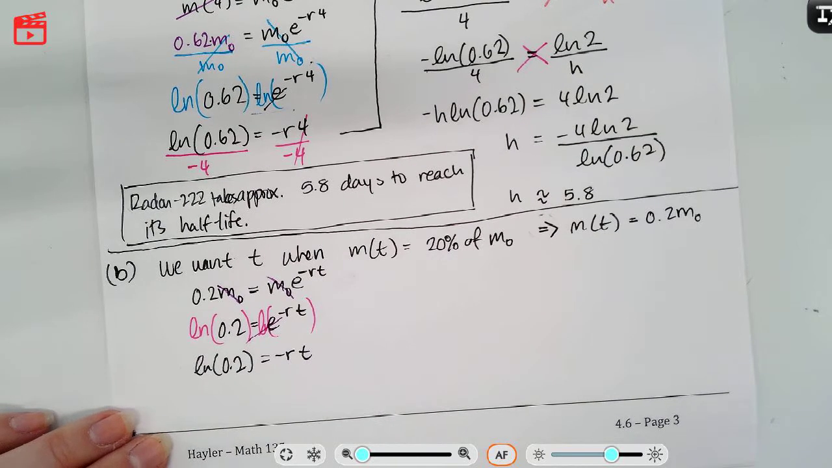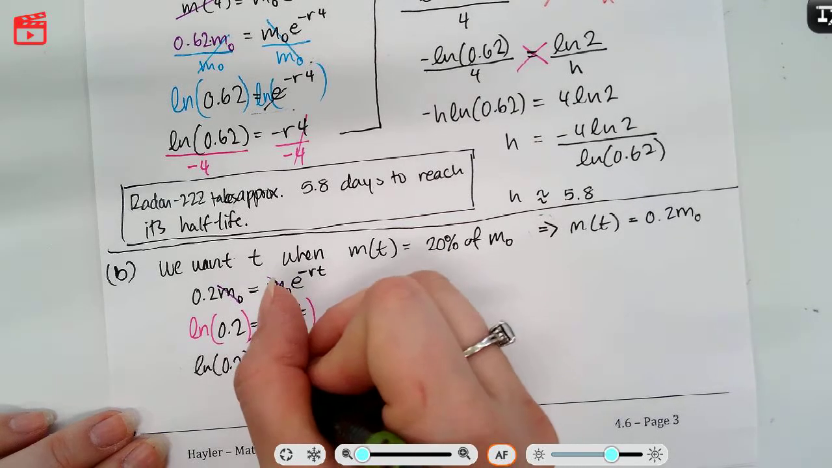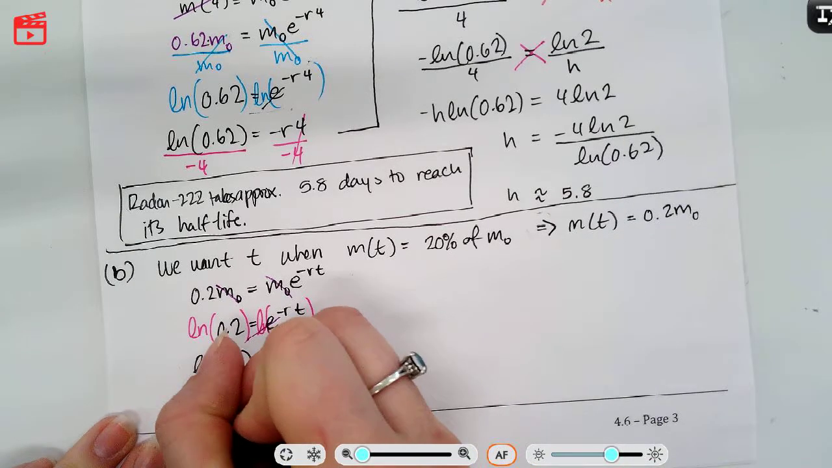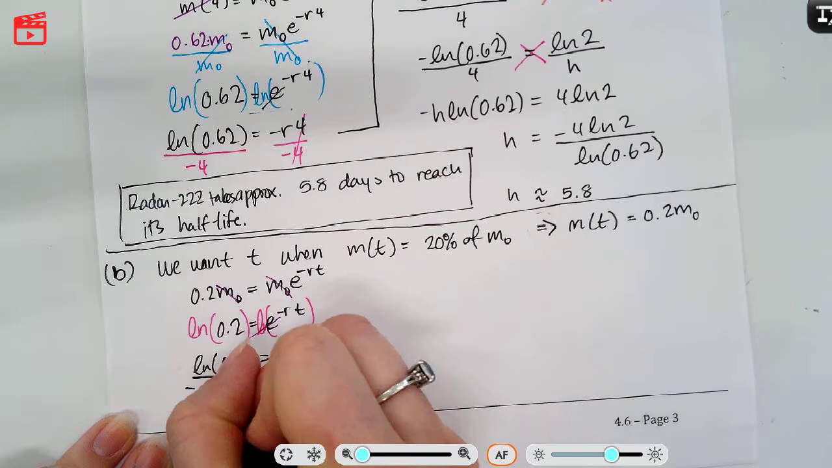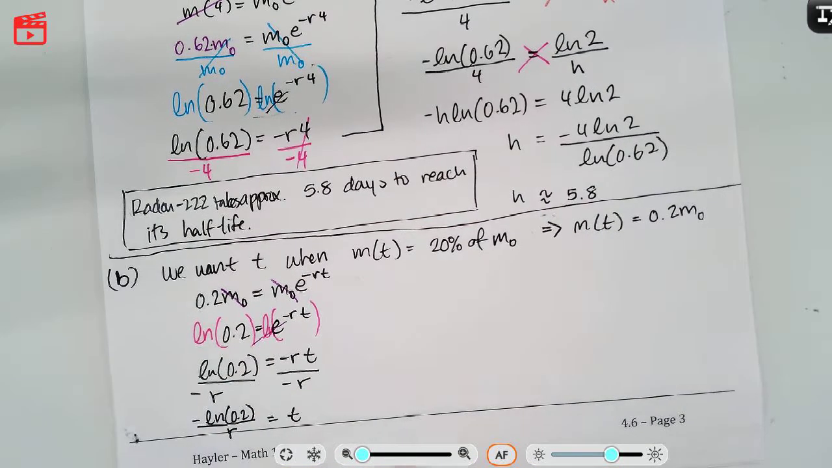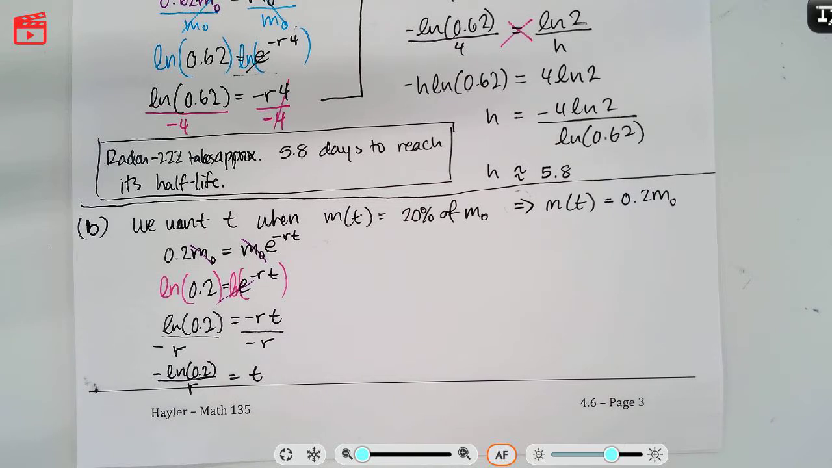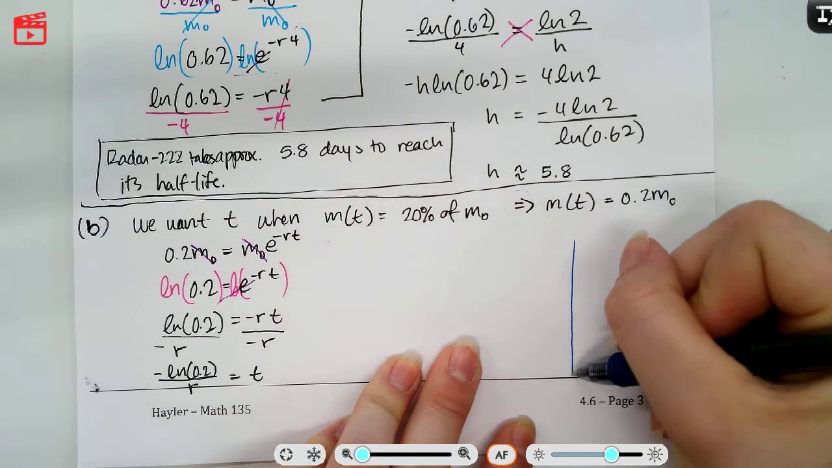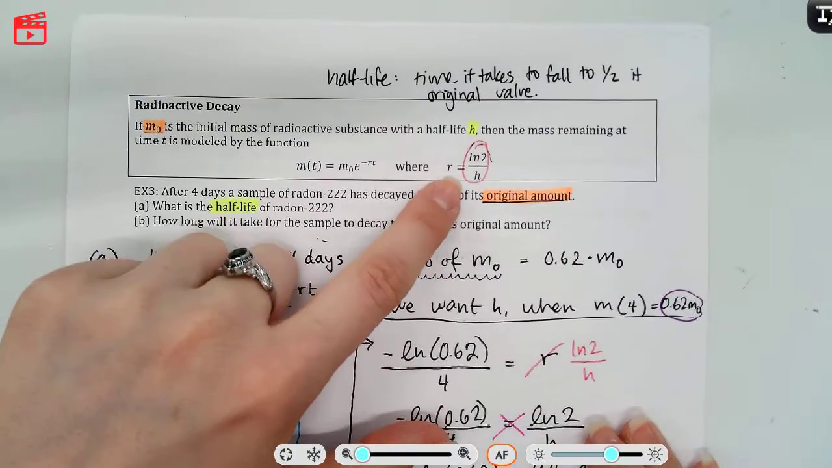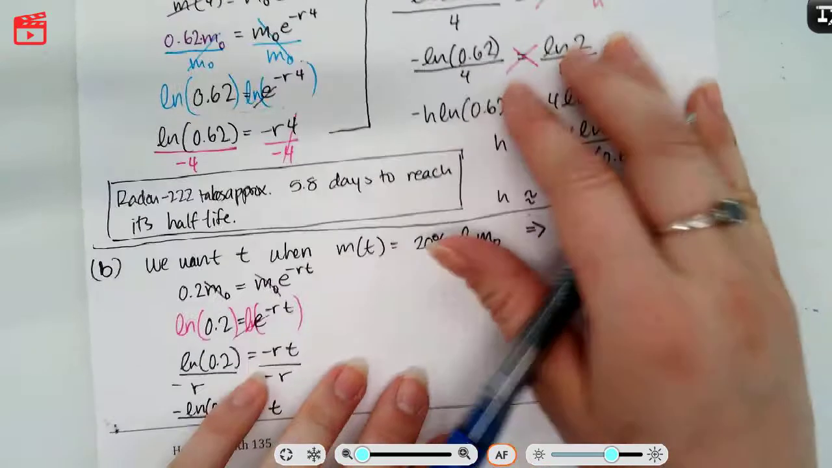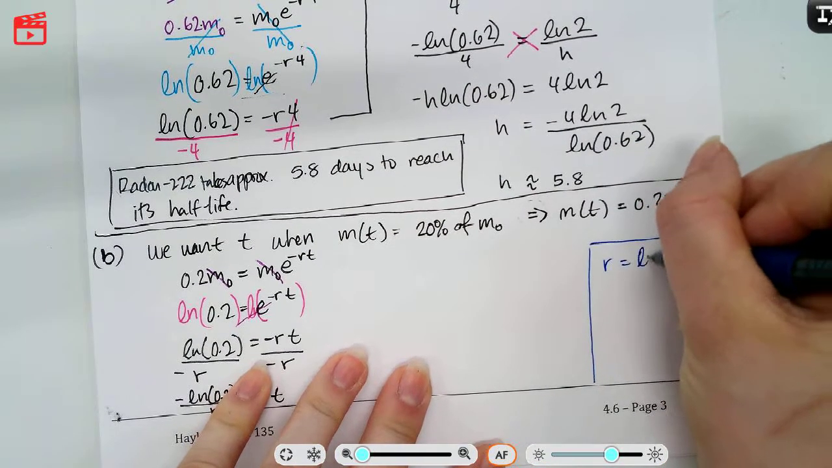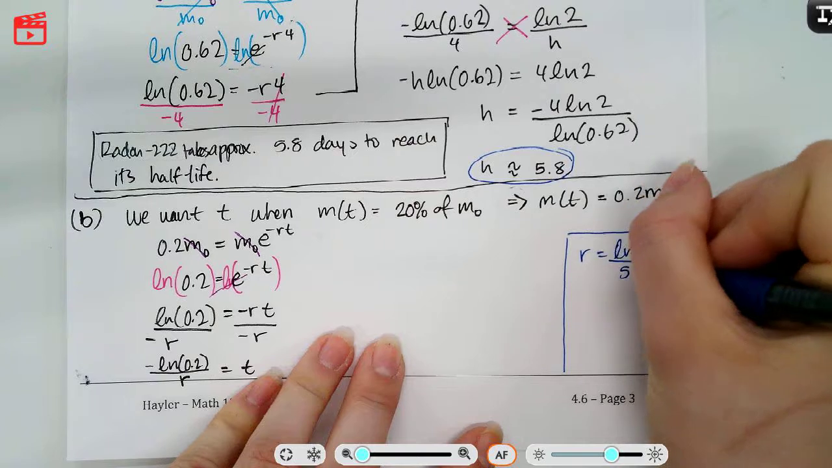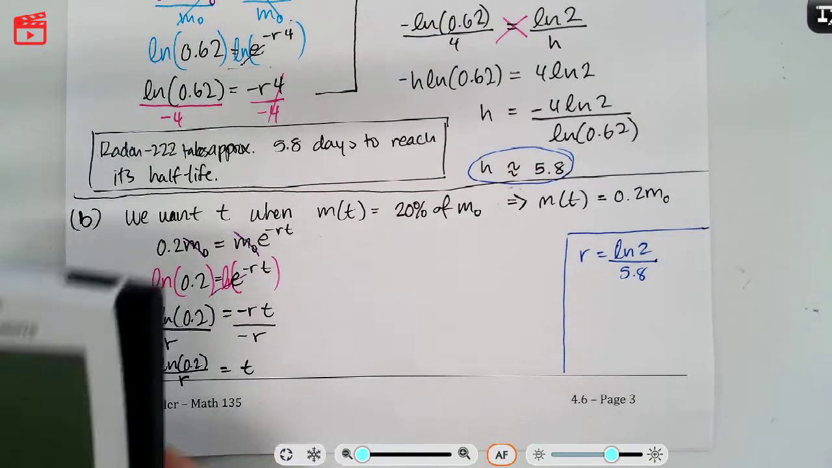All right. Ooh, we have a slight problem here, because when I divide by negative r to solve for my t value, I have negative ln 0.2 divided by r equals t. But the problem is, I don't know what r is. Or do I? Well, let's do some side work here. Remember, r is equal to natural log 2 over h, where h is our half-life, and we solved for half-life previously.